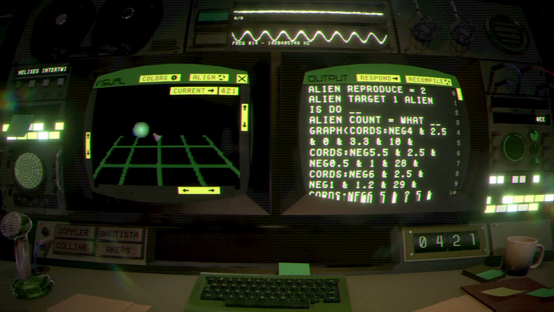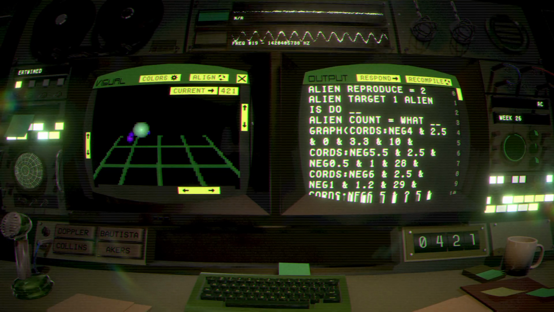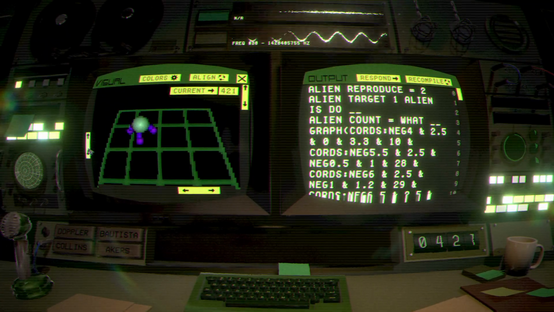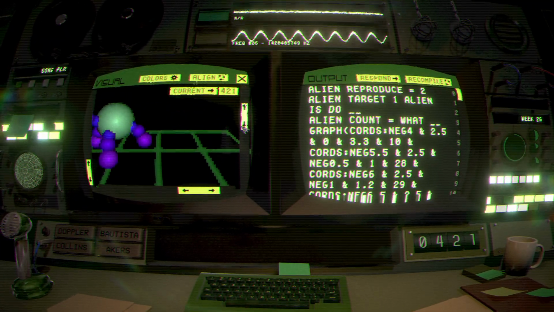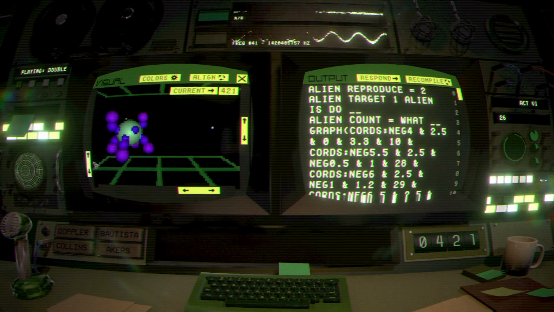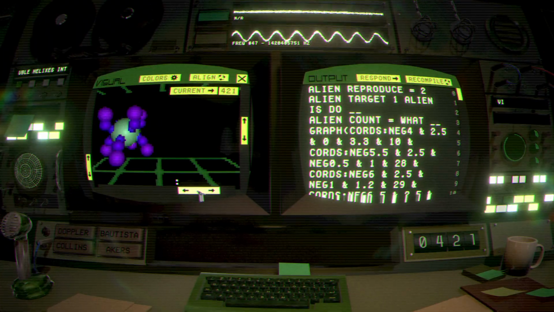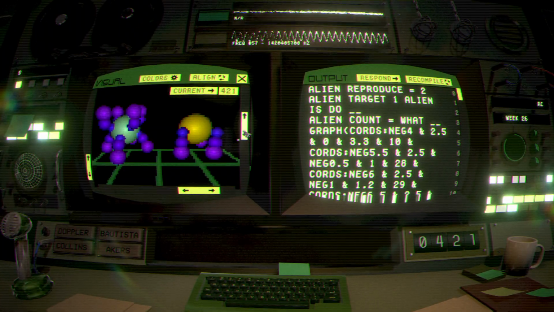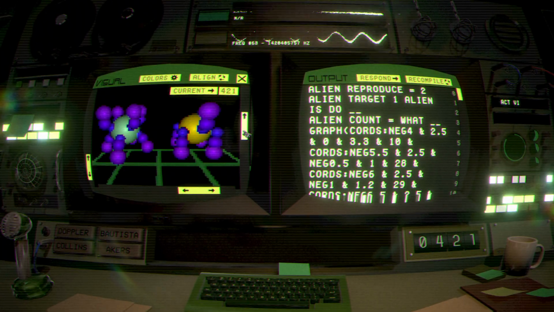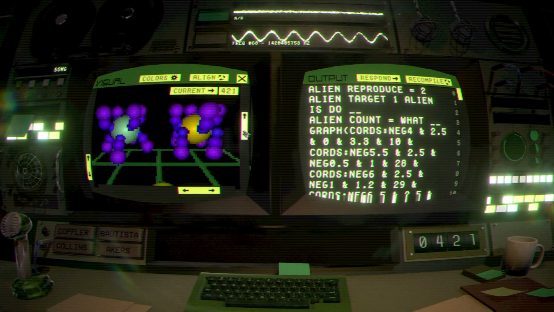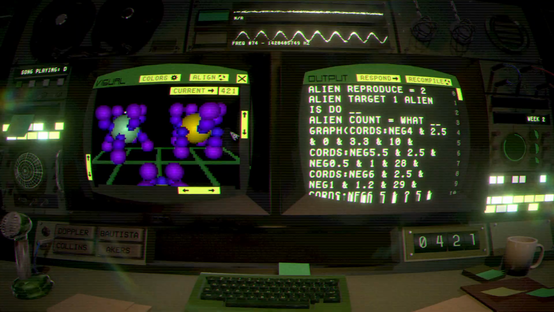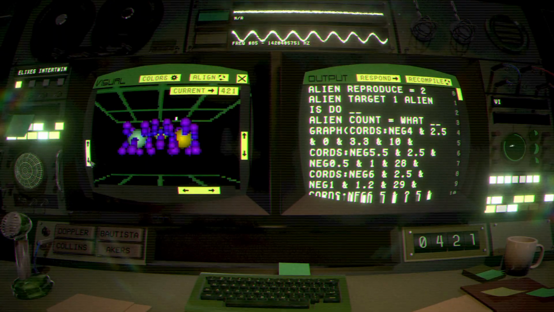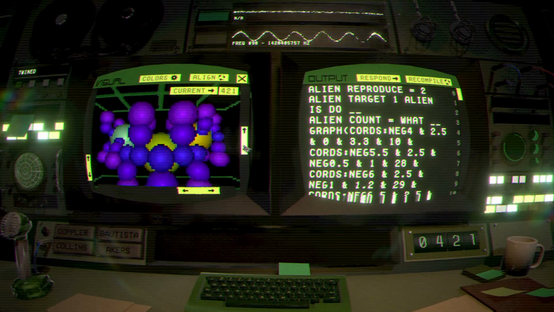Alien produce. I'm looking at... oh, it's making an alien. Away, little baby alien. A little baby alien. Hello. Look at the little guy. The alien.